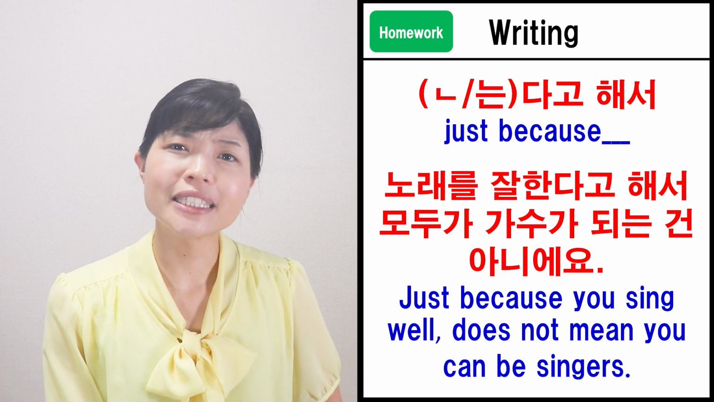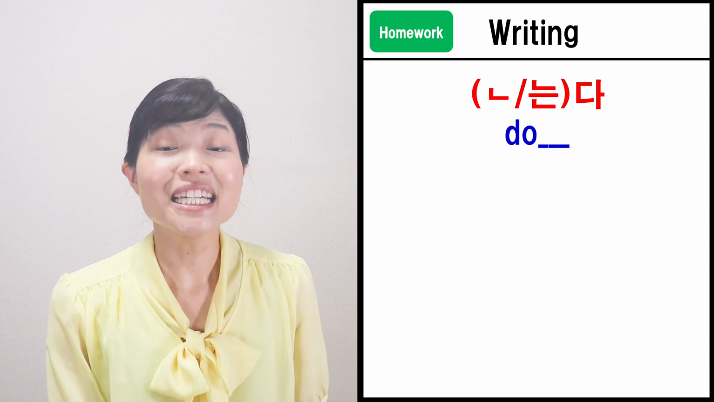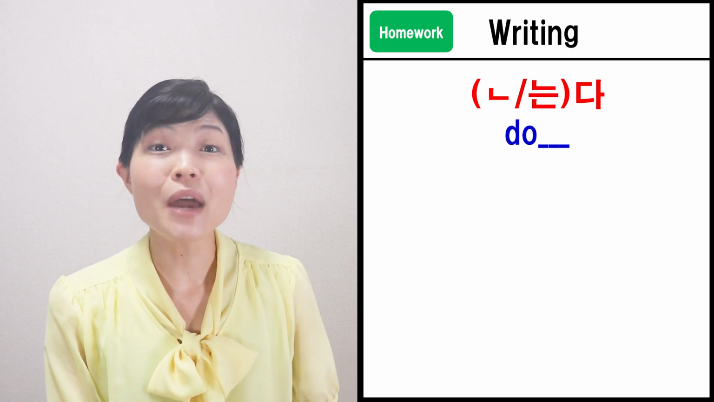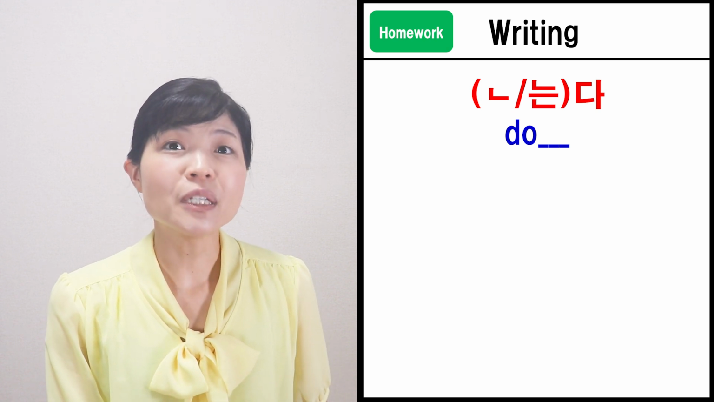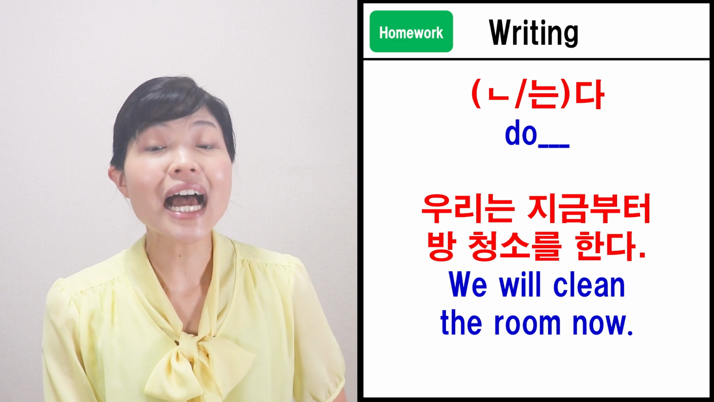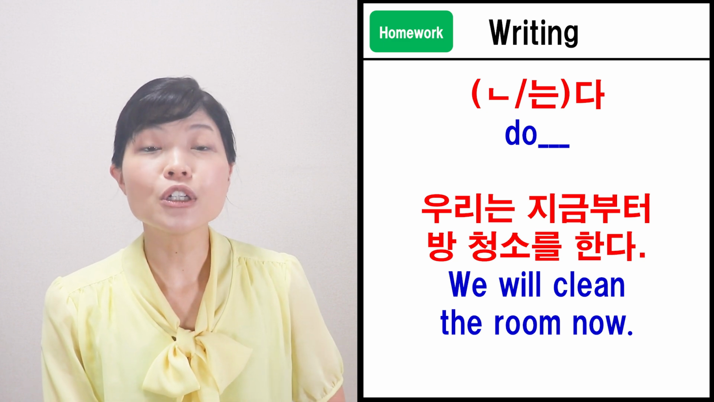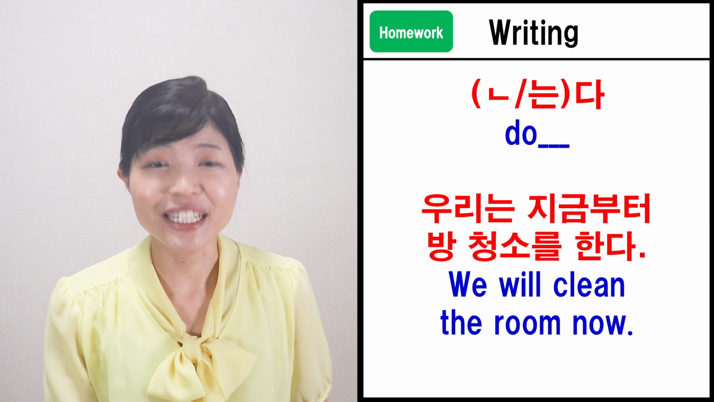It's a little bit of a sad reality, right? Anyway, for the second sentence, please write something by using the narrative form 니은, 는다. Do something. For example, 우리는 지금부터 방 청소를 한다. We will clean the room now. It is just stating the fact that we are going to do the cleanup.